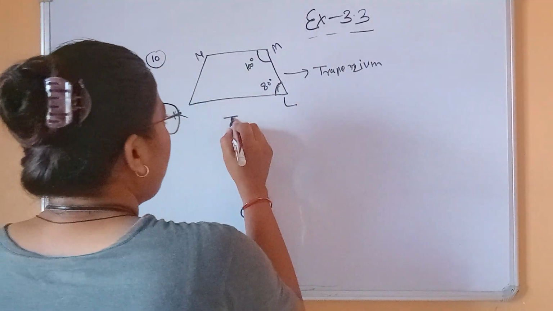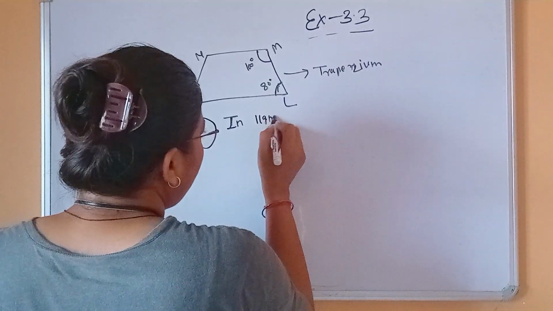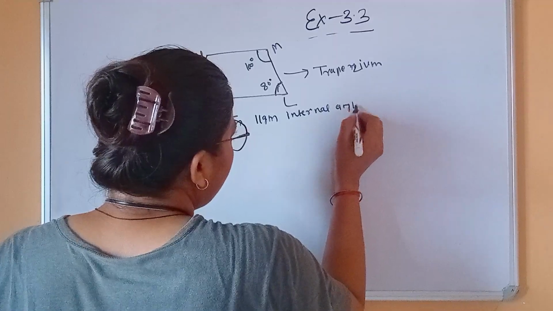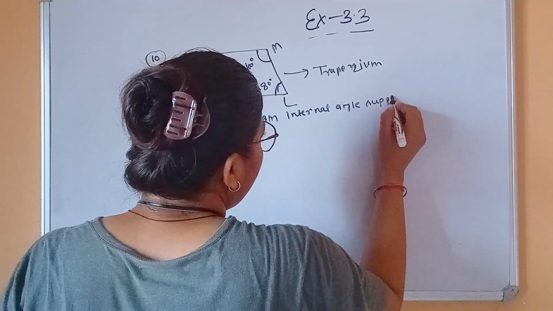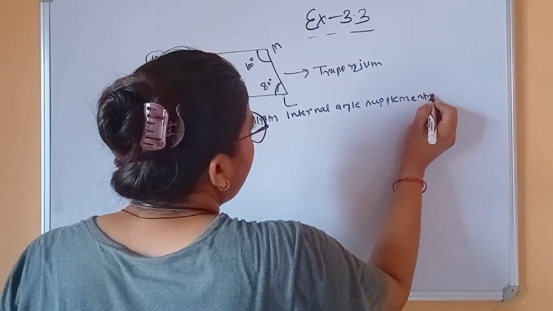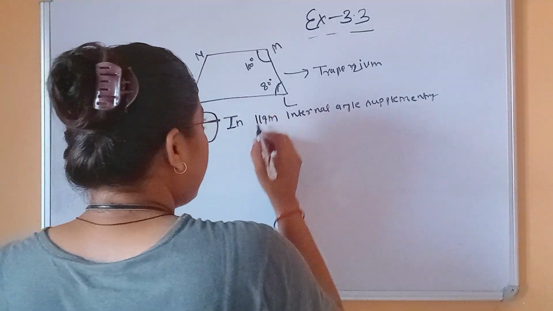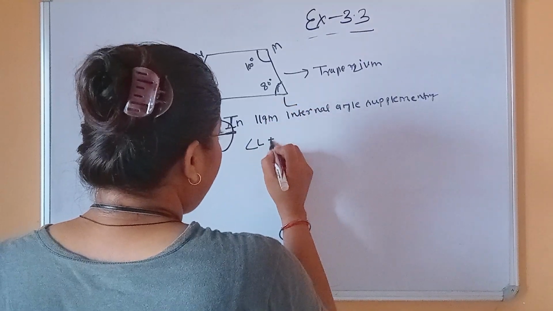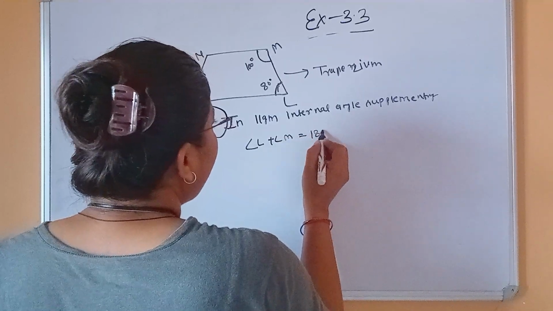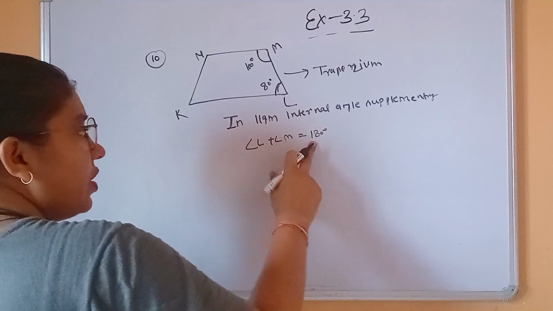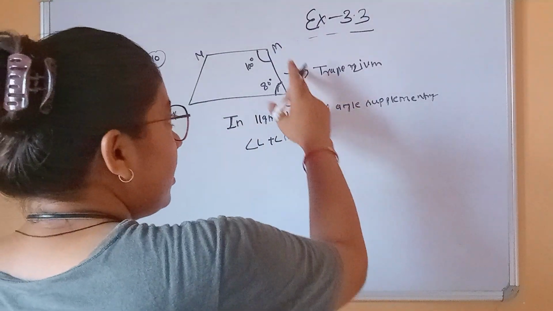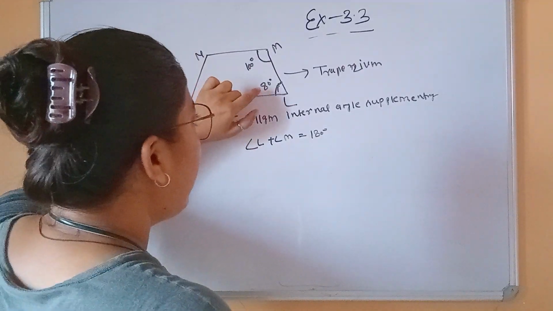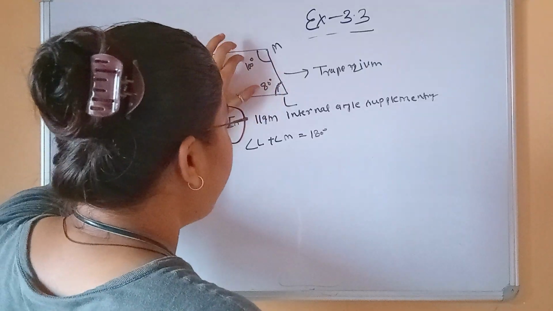So here written: in parallelogram, internal angle supplementary. So the summation of adjacent angles is equal to 180 degree. So angle L plus angle M is equal to 180 degree. If we find angle L plus angle M is equal to 180 degree, that means two sides are parallel here because it follows the property of parallelogram. So it doesn't matter whether opposite angles are equal or not, if we find it from adjacent angles.